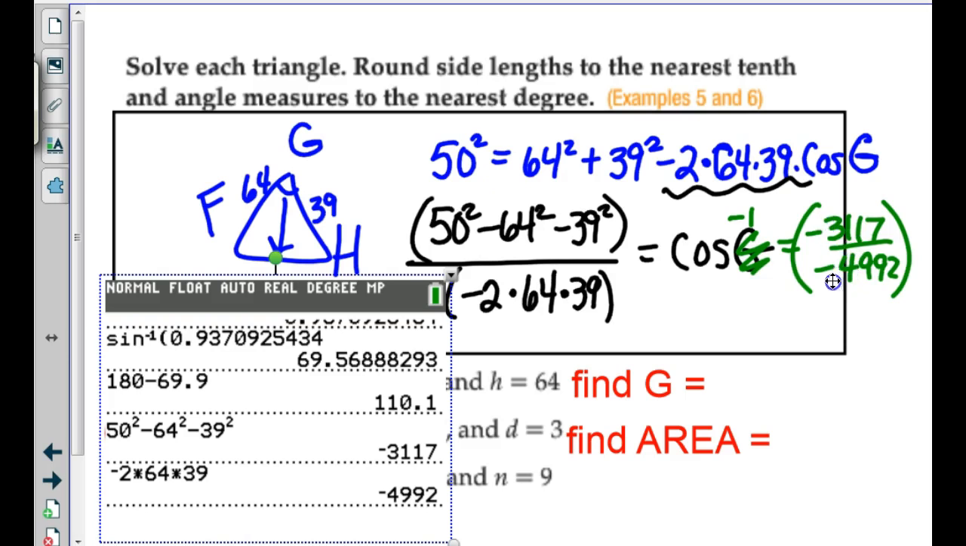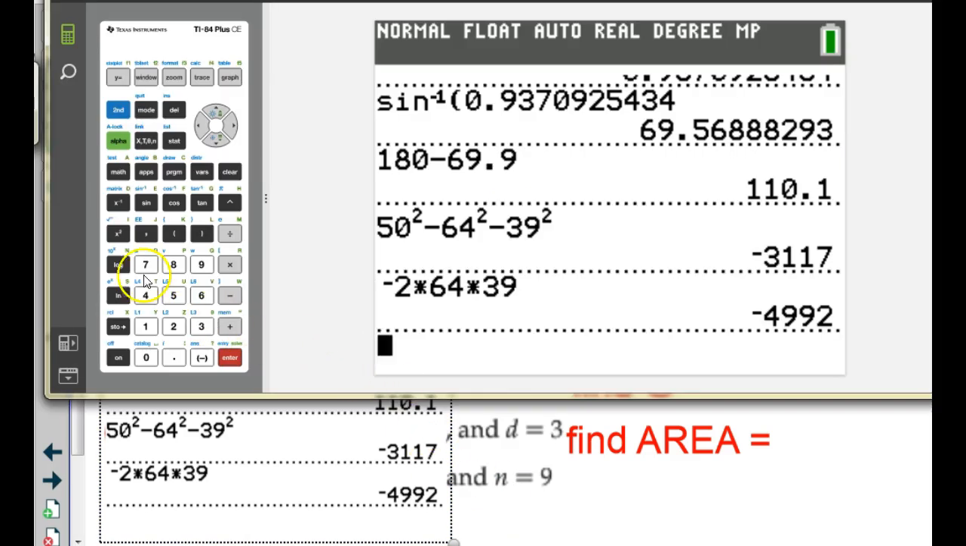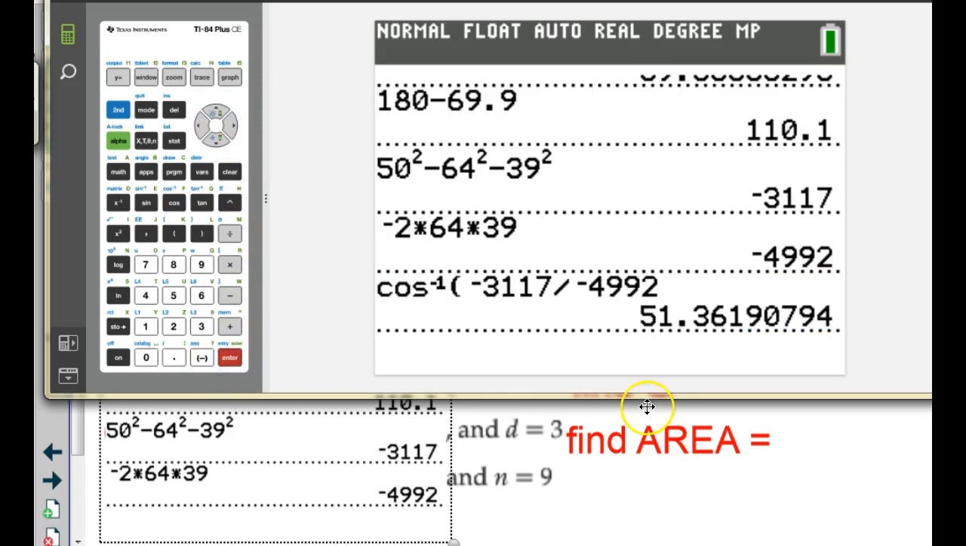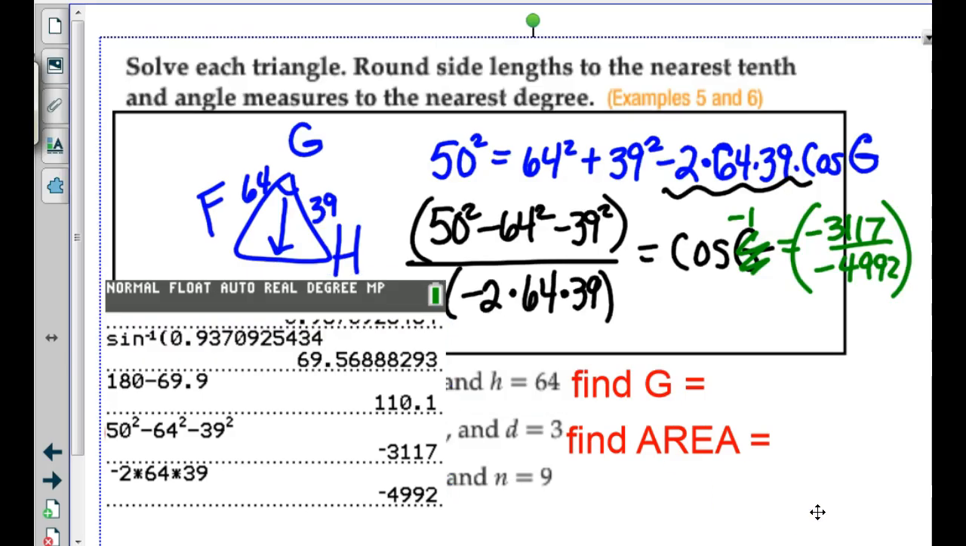If you had a negative and a positive in your parenthesis here, so that you were taking the inverse cosine of a negative, you would get an obtuse angle, okay? So if I go back here and I do second cosine of this number over this number, I get 51.4 degrees.